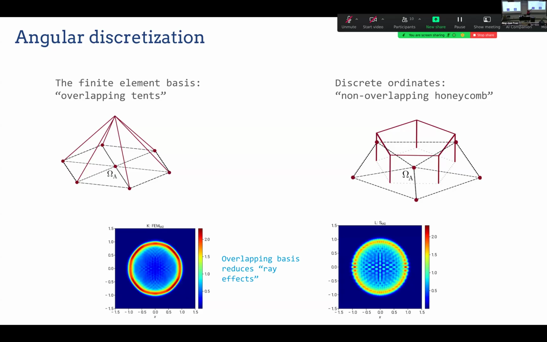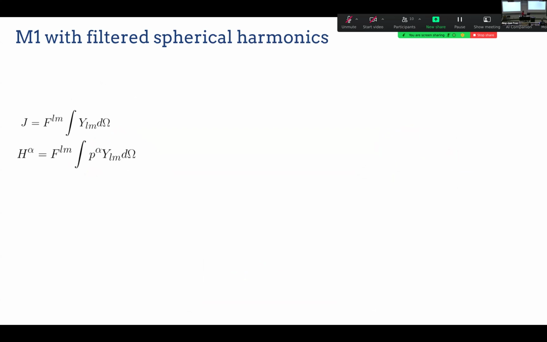And I have 642 angles on this grid, and also the same thing on that grid, but you see these blob-like things instead of a very smooth, cylindrical shell of radiation. So this is one of our motivations for using these overlapping tent type basis functions.